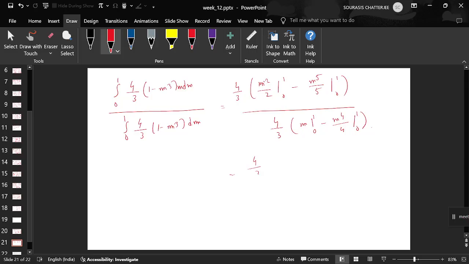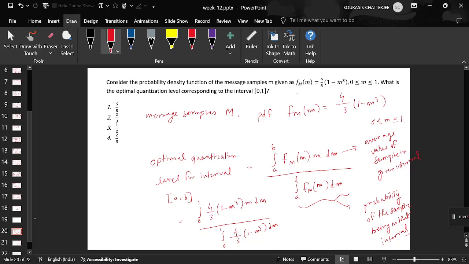So in the top we'll have 4 third times 1 over 2 minus 1 over 5. Here we'll have 4 over 3 times 1 minus 1 over 4. So we cancel out both of them. Here I will have 3 over 10 divided by, here we'll have 3 over 4. So we'll have 4 over 10 or 2 by 5. So for this given probability density function, the optimal quantization level corresponding to this interval is 2 over 5.